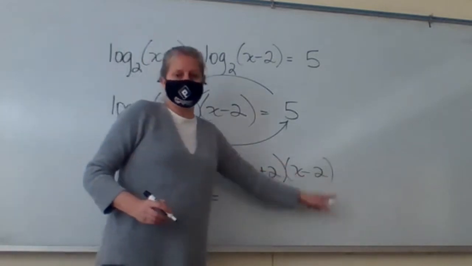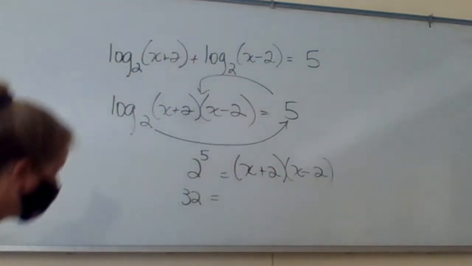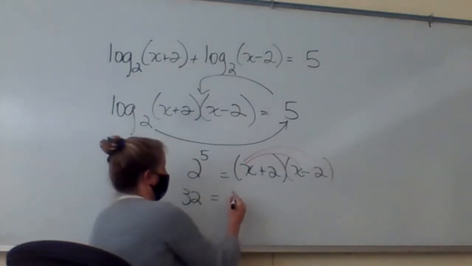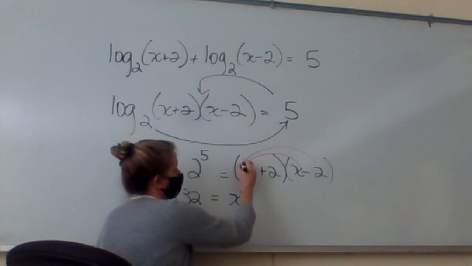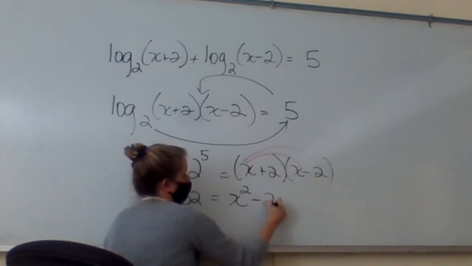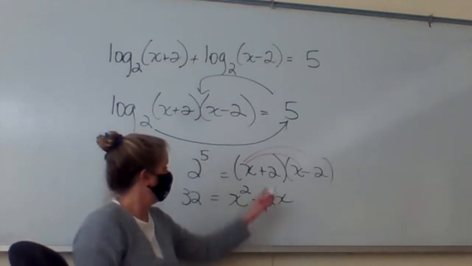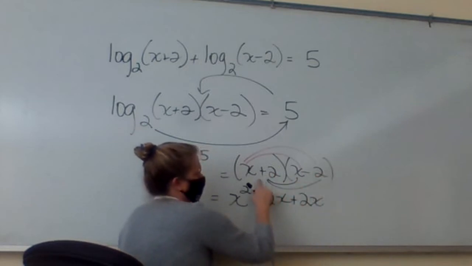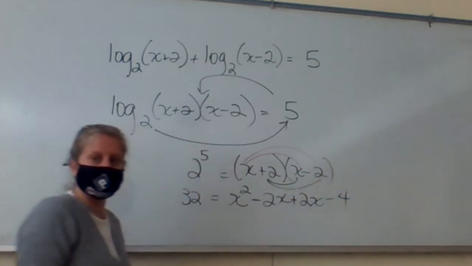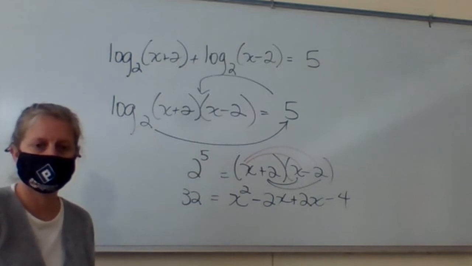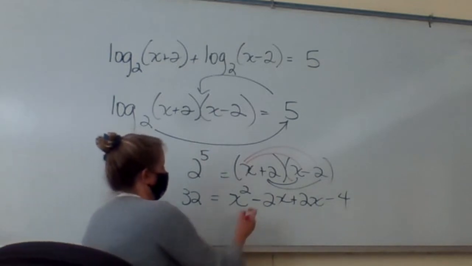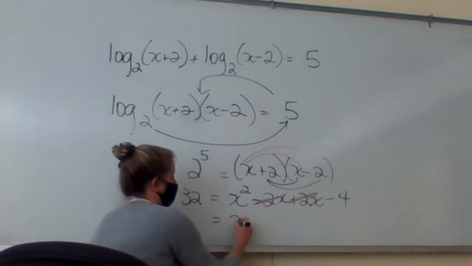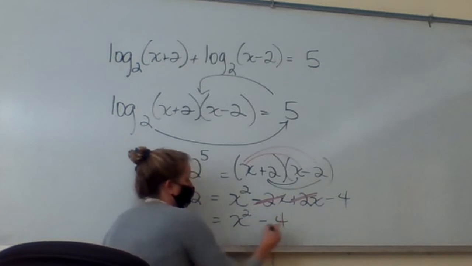32 equals, I'm going to have to FOIL this, right? (x + 2)(x - 2). So let's see what that's going to give me. x times x gives me x squared. x times negative 2 is negative 2x. My inner is positive 2x. And my last, positive 2 times negative 2 is negative 4. This will clean up a little bit because your negative 2x and your positive 2x will cancel. So I've got x squared minus 4.